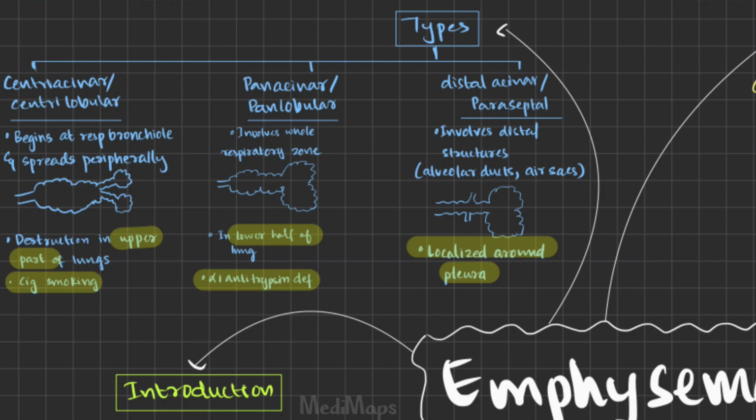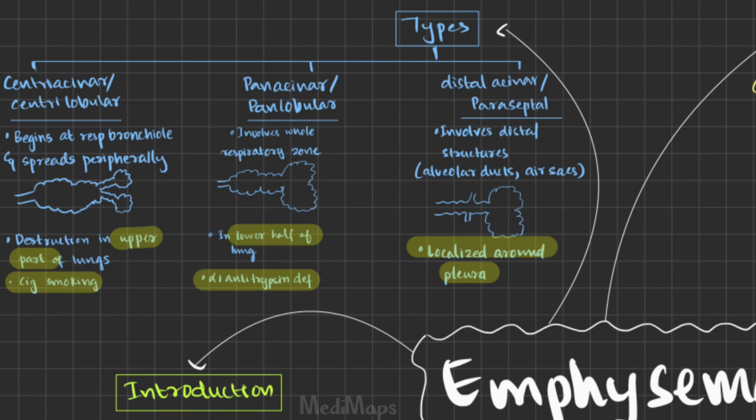Talking about panacinar, the second type. From the term itself, pan means the whole. So we can conclude that it is the whole of the acinus. That is, the respiratory bronchioles, the alveolar ducts, and the alveoli as a whole are affected in this kind of emphysema. Talking about the part of the lung, the lower lobes are mostly affected, and it is seen in association with alpha-1 antitrypsin deficiency. In people who have alpha-1 antitrypsin deficiency, the most common type of emphysema seen is panacinar emphysema.